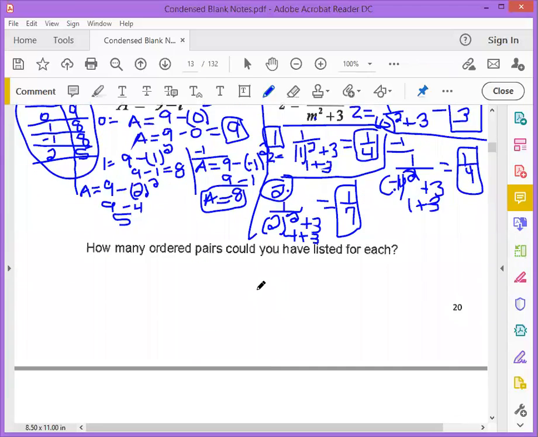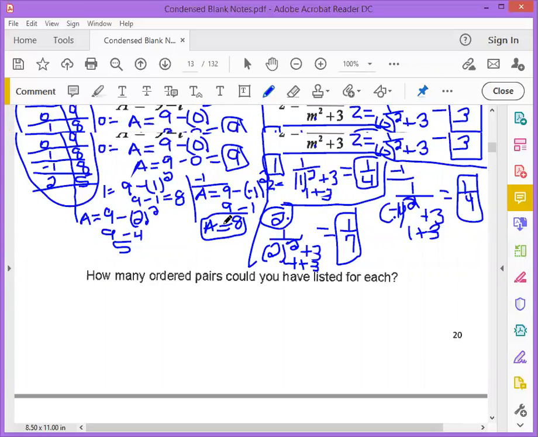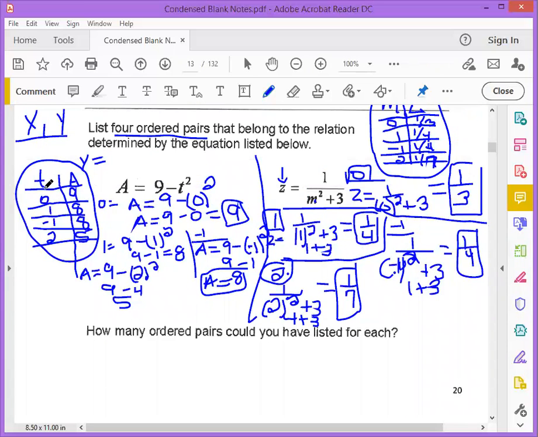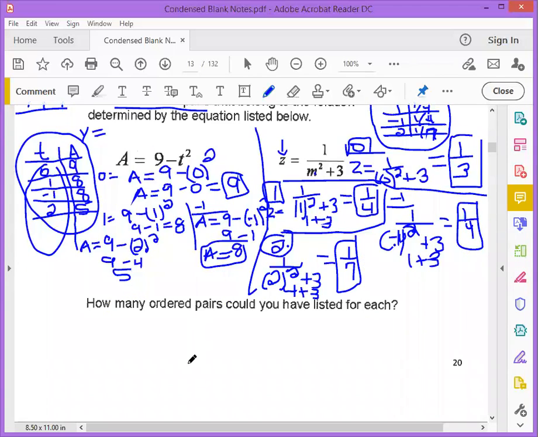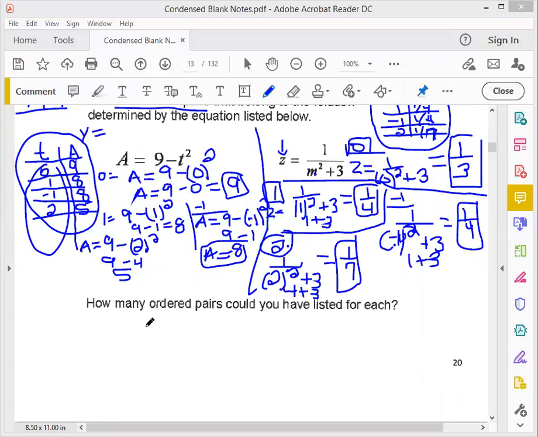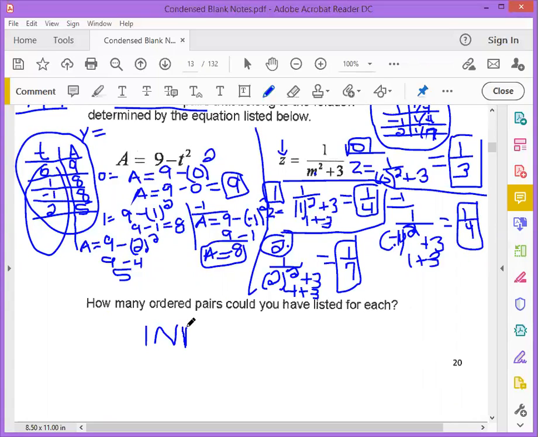How many ordered pairs could you have listed for each of these scenarios? You could have listed an infinite number of t's, an infinite number of m's, and then solve. Just like the last example, you can plug in any number from 0 on up, negative numbers and positive numbers. So you can plug in any digit from negative infinity to positive infinity. So there are infinitely many options you have here.